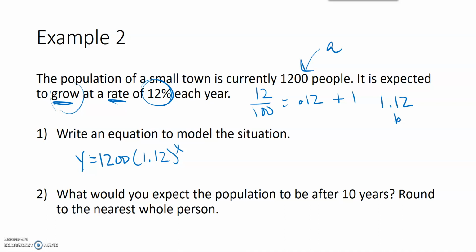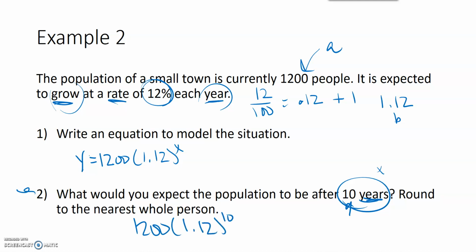Perfect. Second part, follow-up question: What would you expect the population to be after 10 years? Remember, that is our time. The beginning part and the end, the question, have the same unit of time, which is great. You don't have to convert anything. So 10 is going to go in for x, and it says to round to the nearest whole person. So we're going to do 1,200 times 1.12 to the 10th power.